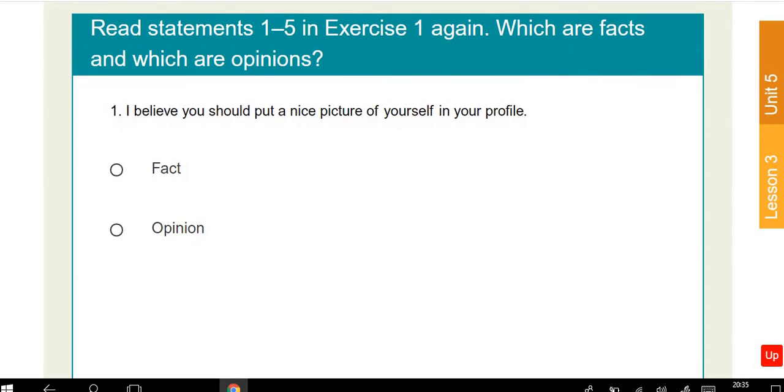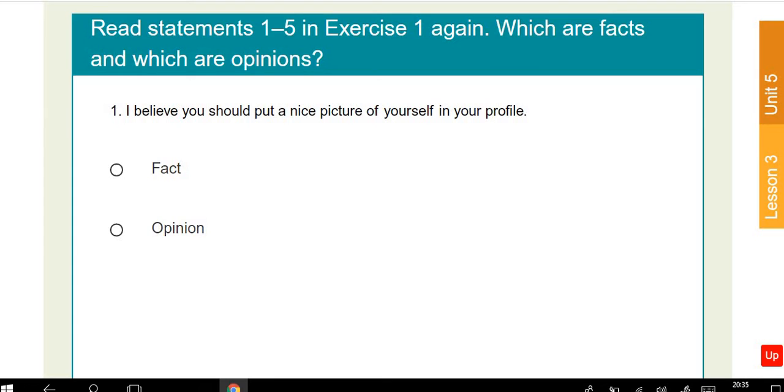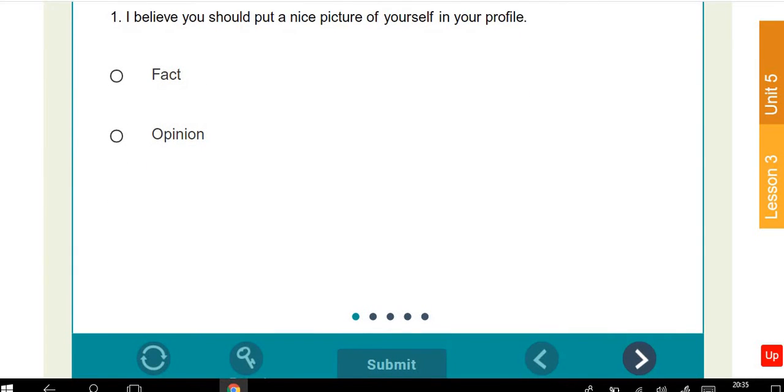Now, read statements 1 to 5 in exercise 1 again. Which are facts and which are opinions? I believe you should put a nice picture of yourself in your profile. Is this a fact or opinion? It's an opinion. That's correct. Okay, let's move.